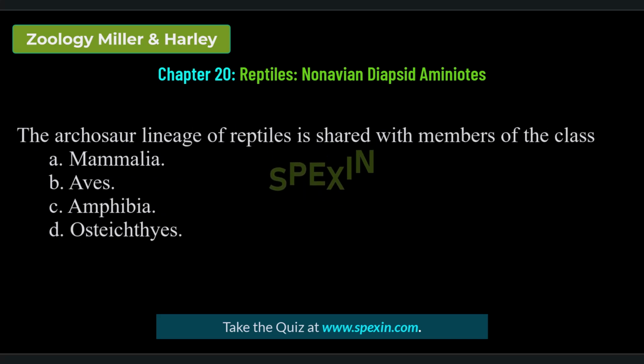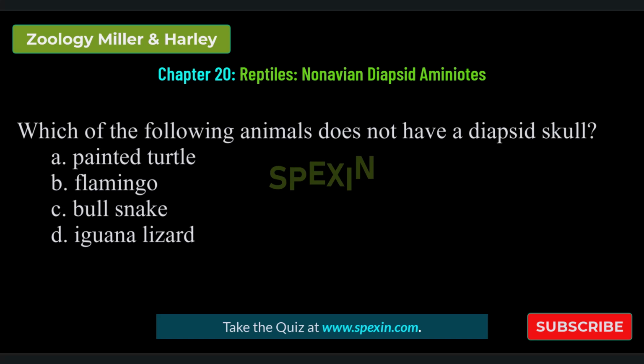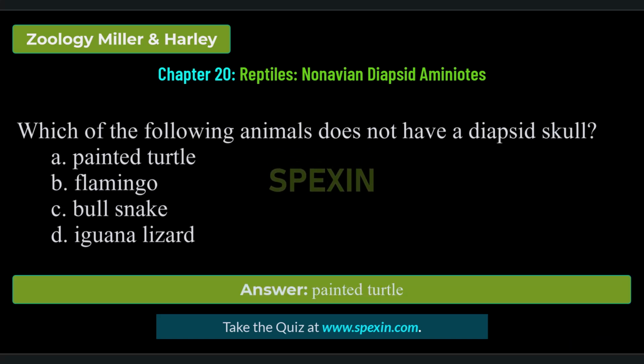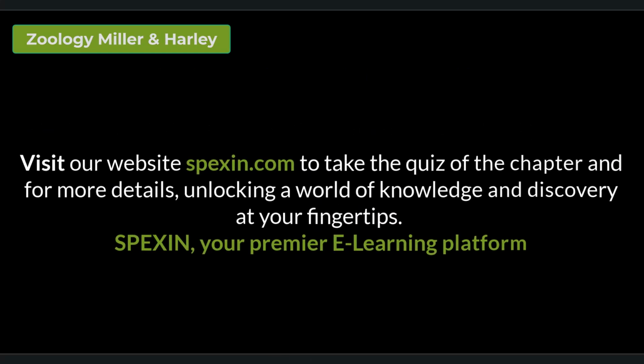The Archosaur lineage of reptiles is shared with members of the class Mammalia, Aves, Amphibia, Osteichthyes. Correct answer: Aves. Which of the following animals does not have a diapsid skull? Painted turtle, flamingo, bull snake, iguana lizard. Correct answer: painted turtle.